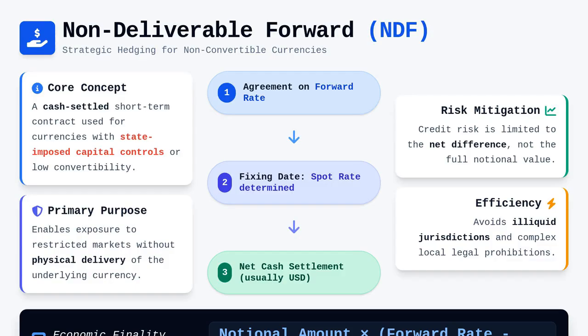The economic finality is achieved by multiplying the notional amount by the difference between the agreed-upon forward rate and the fixing rate. Because there is no physical exchange of the underlying pair, credit risk is effectively constrained to the net cash settlement amount rather than the entire notional value. This makes NDFs an essential hedging tool for multinational corporations and banks operating in emerging markets where direct local currency settlement is either legally prohibited or operationally inefficient.